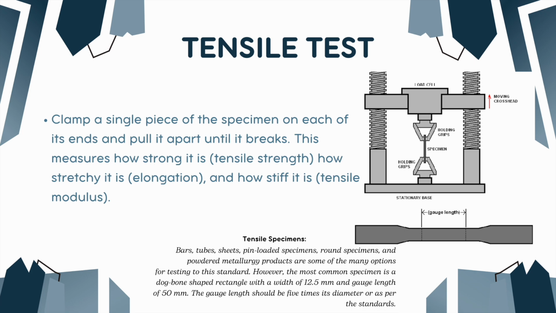The first test I'm going to discuss is the tensile test. In the tensile test, we have to open the holding grips, place our specimen in here, and close the grips. So clamp a single piece of the specimen on each of its ends and pull it apart until it breaks. This measures how strong it is, the tensile strength, how stretchy it is, the elongation, and how stiff it is, the tensile modulus. So this is the stationary base and this moving crosshead I have explained here.